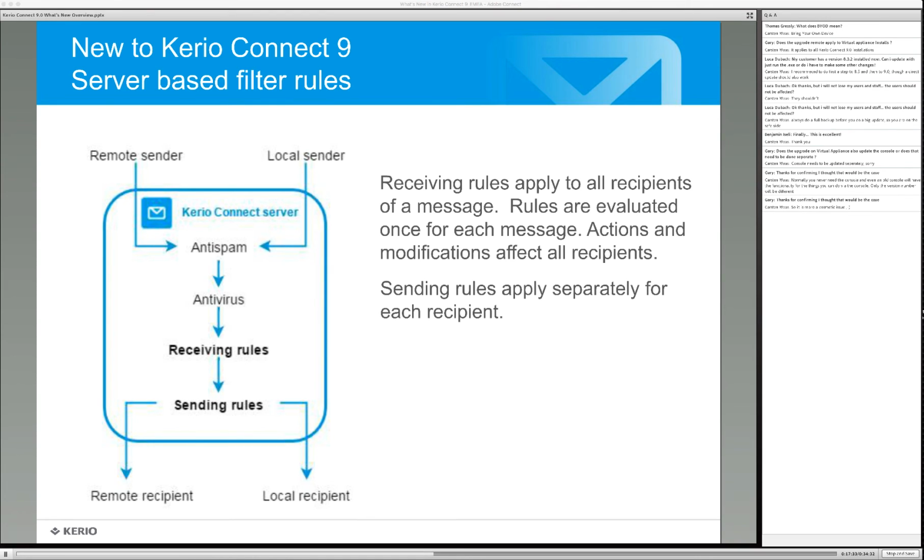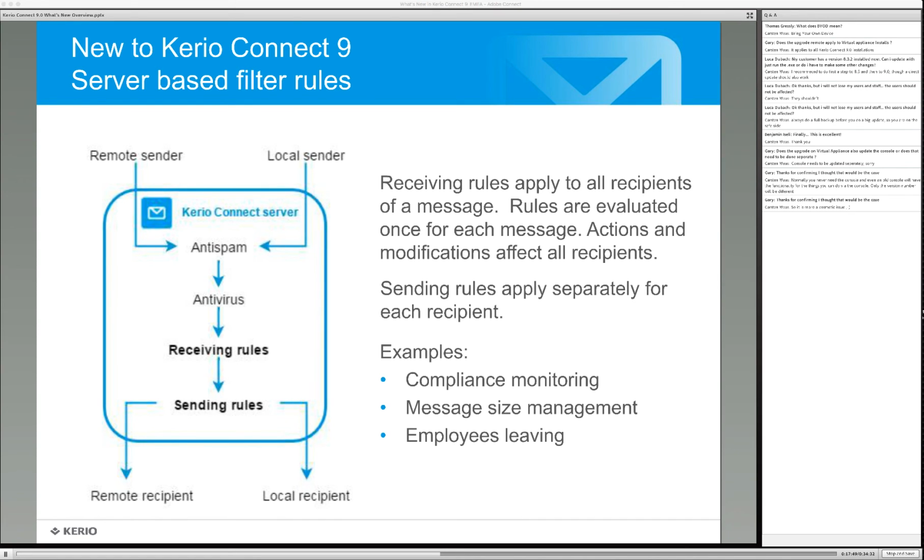So finally, after the message gets checked for spam, gets checked for viruses, has receiving rules applied, has sending rules applied, it gets delivered to the user's mailbox. And then the end user may have their own personal rules that then get applied as the message gets delivered.